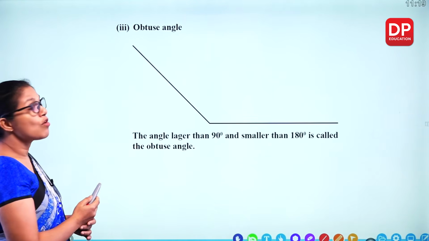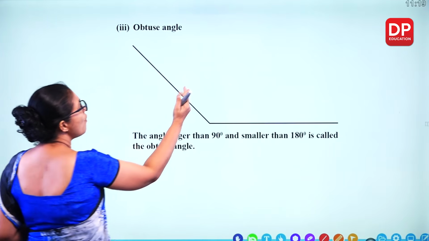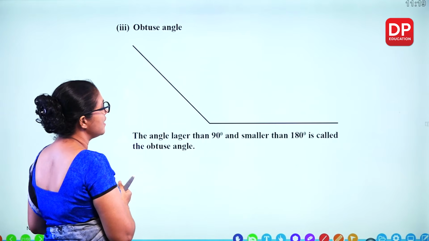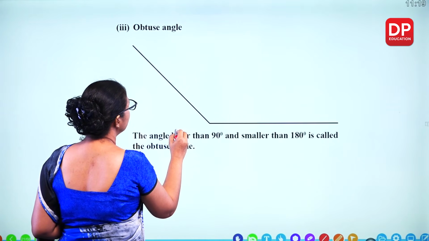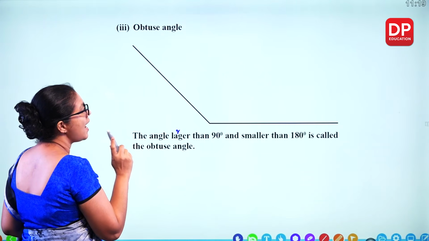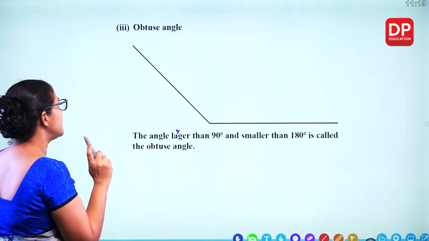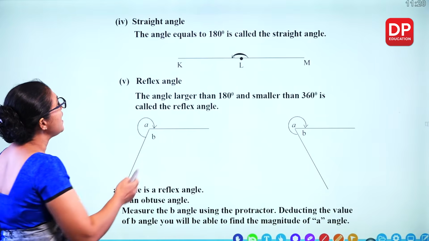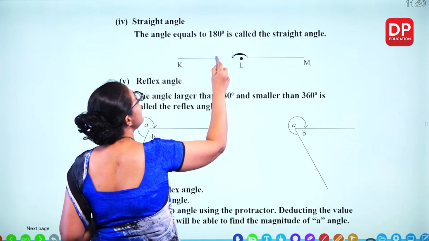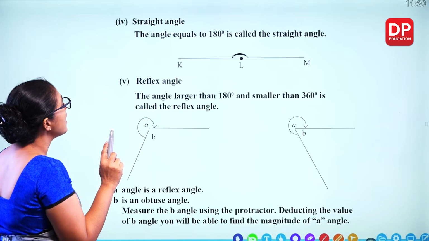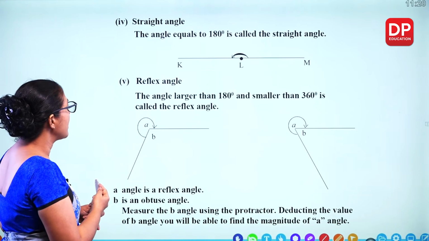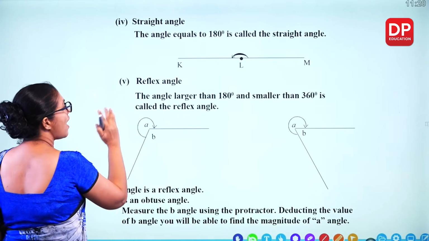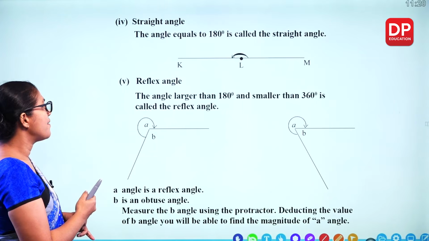And the other one is the obtuse angle, that is more than 90 and less than 180. So the angle is larger than 90 and smaller than 180. So this is the obtuse angle. Straight angle means exactly 180 degrees. So the angle equal to 180 we call a straight angle. And what's the other one? Reflex angle means more than 180 and less than 360.